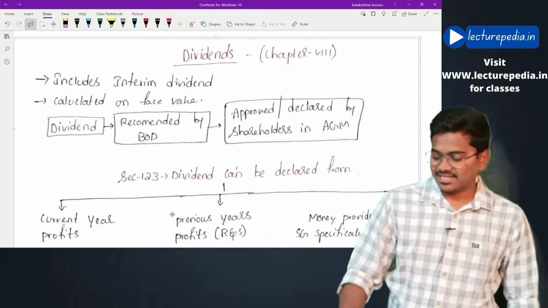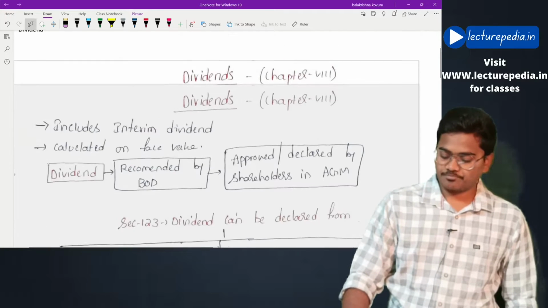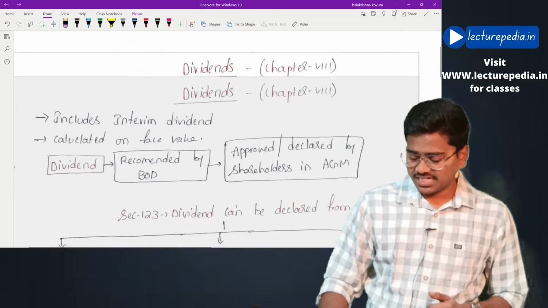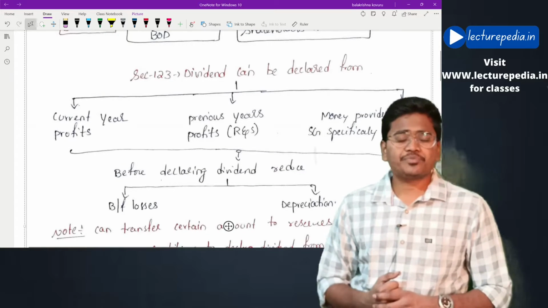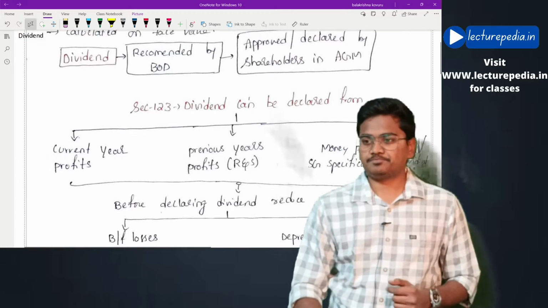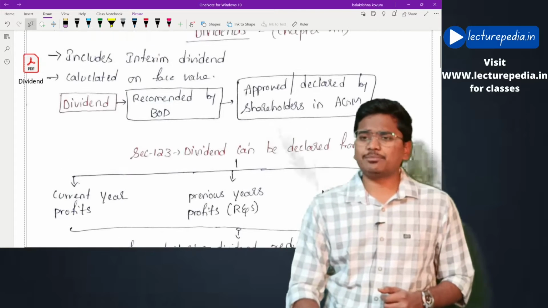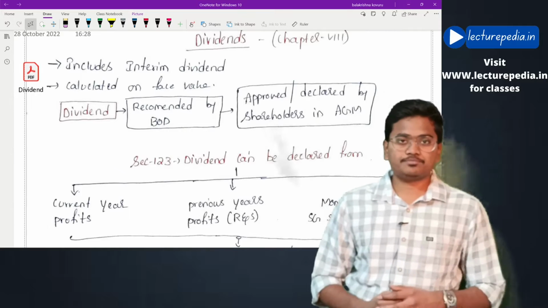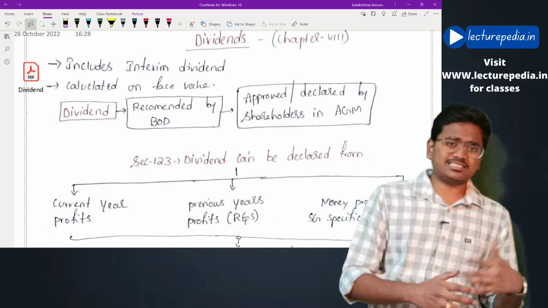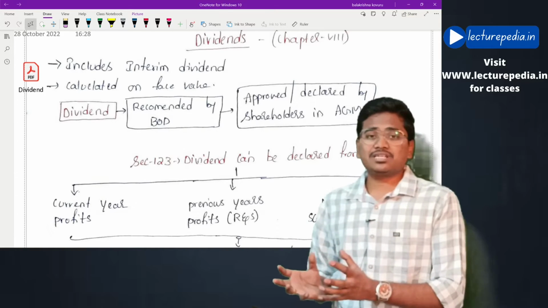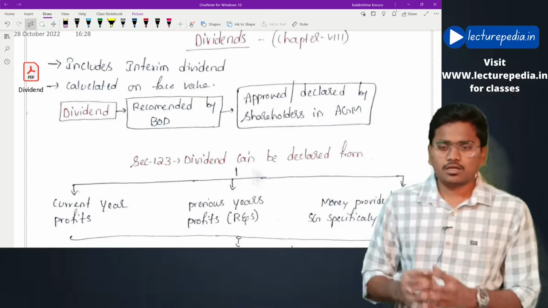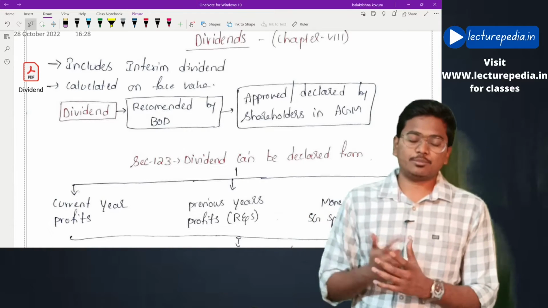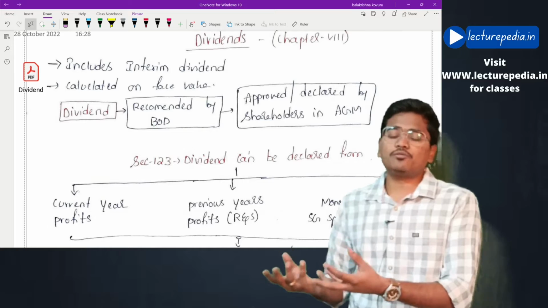Okay, and in this class we will start with the dividends. Now if you see, shareholders will invest in the company expecting some return, and this return can be of two types. One is capital appreciation. Capital appreciation means increase in the value of share, and the other one is dividend. Now the dividend means distribution of profit that has been earned by the company in the form of dividend.